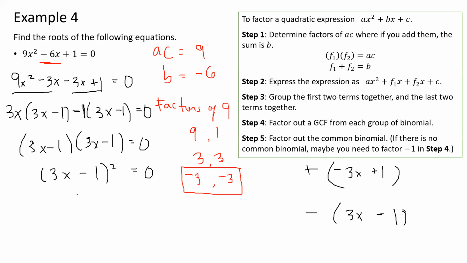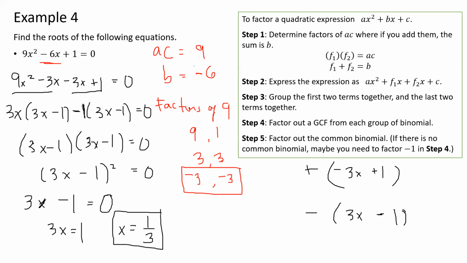And now we want to determine the roots. So we equate the factor 3x minus 1 to 0. And we don't need to equate the other factor because it's also 3x minus 1. So we just need to equate 3x minus 1 is equal to 0. So we will have 3x is equal to 1, and we have x is equal to 1/3. And this is our only root for this quadratic equation.